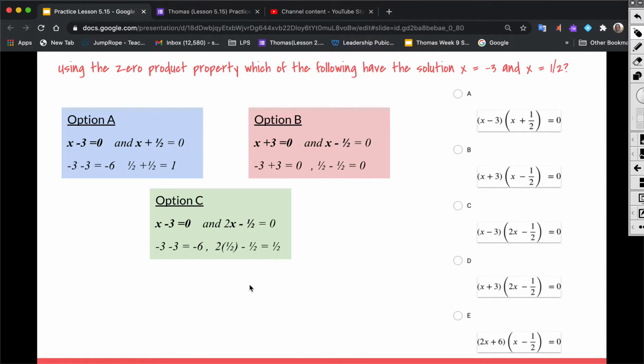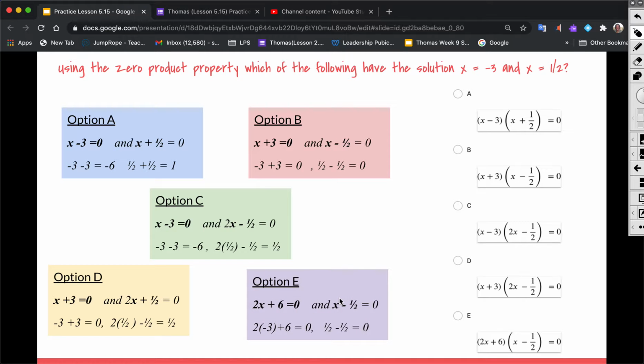Let's look at option D. The first factor is x plus 3, and the second factor is 2x plus 1/2. I need both of those to equal 0. So if I replace x with negative 3, my first factor is equal to 0. And if I replace x with 1/2, my second factor is 2 times 1/2, that's 1, plus 1/2, that's 3/2, not 0. So only one of the solutions would work for option D.